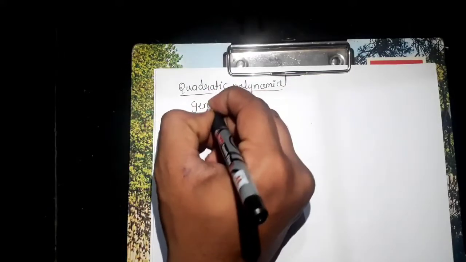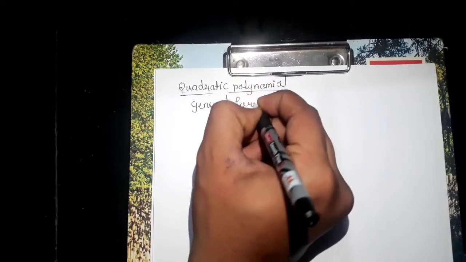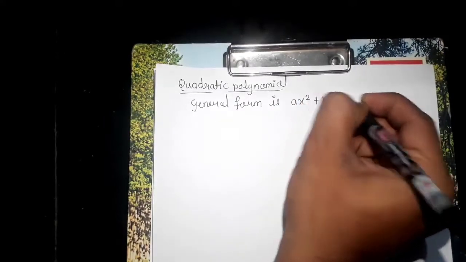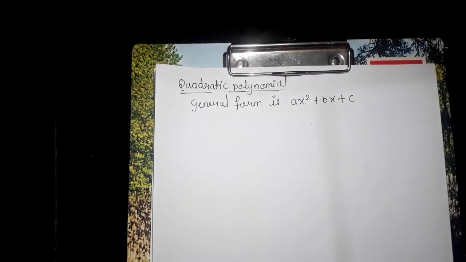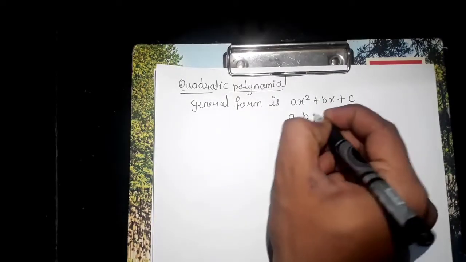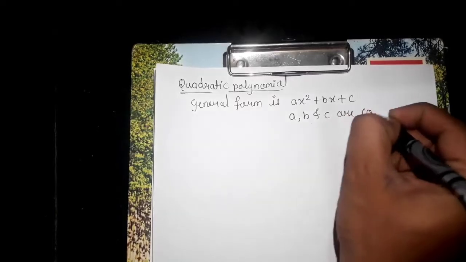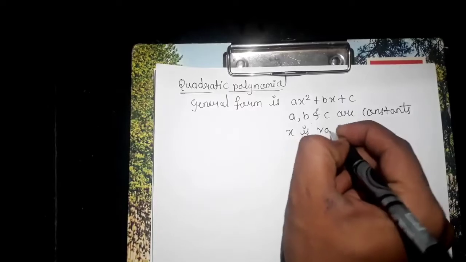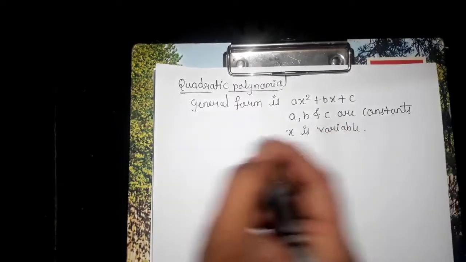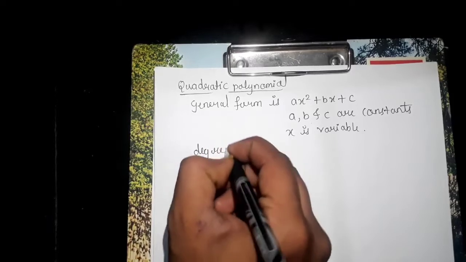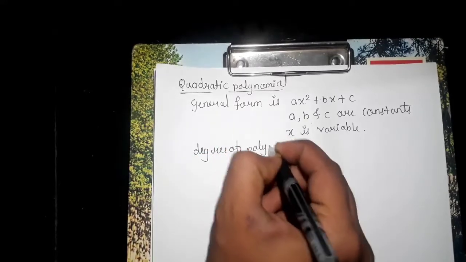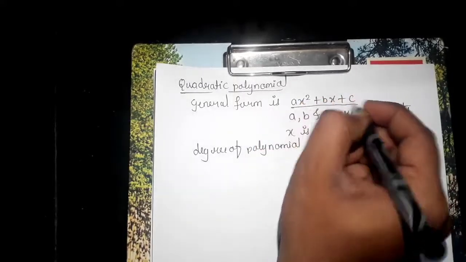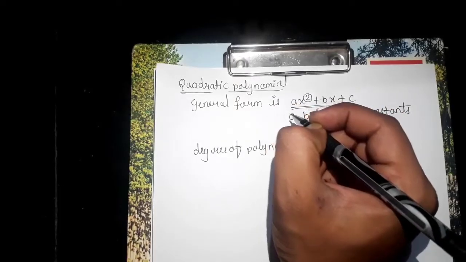General form of quadratic polynomial is ax square plus bx plus c. This is quadratic polynomial. In this, a, b and c are constants, where x is variable, and the degree of the polynomial is 2. In this polynomial, 2 is the degree of polynomial.